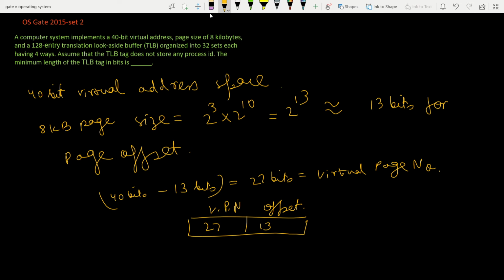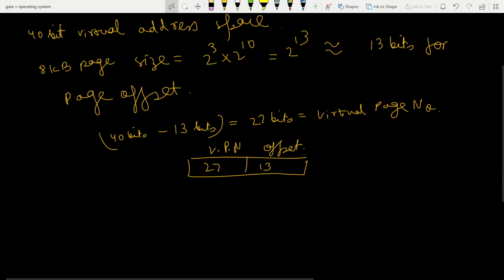So it has a TLB of 128 entries, and it is organized into 32 sets, each having 4 ways. So 32 sets are there, and it says that TLB tag does not store any process ID, and then wants us to find the length of the TLB tag bits. Okay, fine. So before we move ahead, let's look at a simple TLB entry, how it looks like.